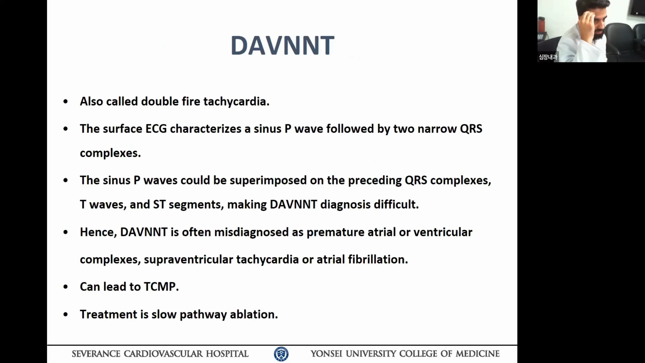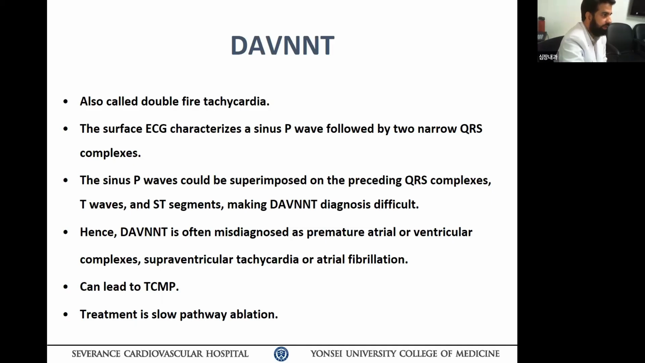The surface ECG characterizes a sinus P wave followed by two narrow QRS complexes. The sinus P wave could be superimposed on the preceding complex. Here, it was quite visible, but it can have varied presentations. It can fall on the ST segment, making this diagnosis very difficult. Hence, it is also often misdiagnosed as premature atrial or ventricular complexes, supraventricular tachycardia, atrial fibrillation, or even sometimes VT.